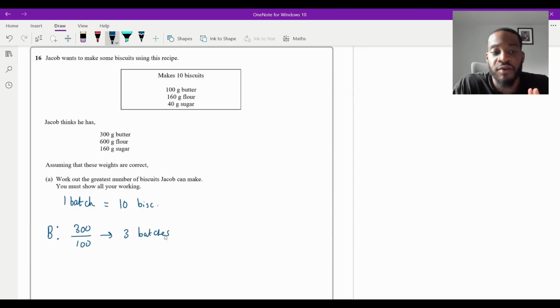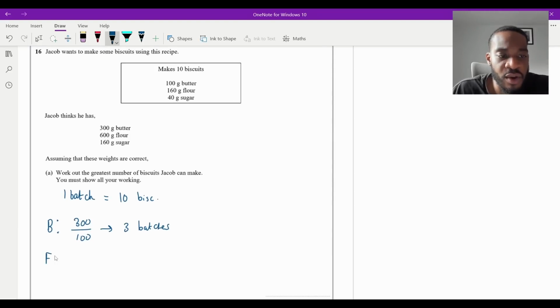If we're just looking at the ingredients for the butter, now the next one is flour. So put F for flour. How many grams does Jacob think he has of flour? He thinks he has 600. And we know that for every 10 biscuits, for every one batch, you have 160 grams. So I need to work out how many 160s go into 600.